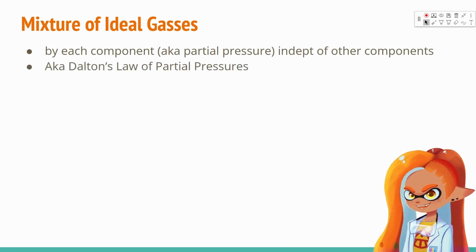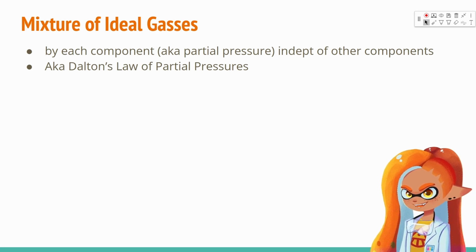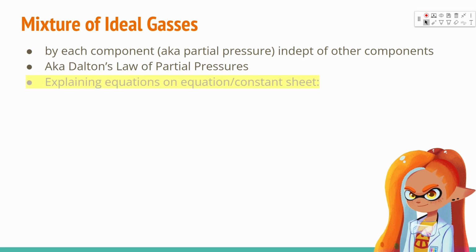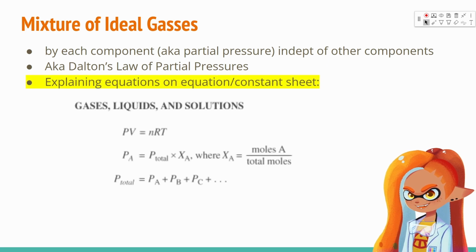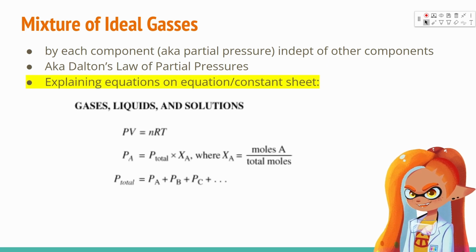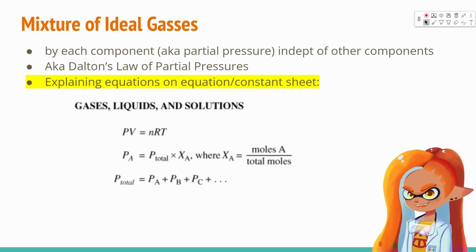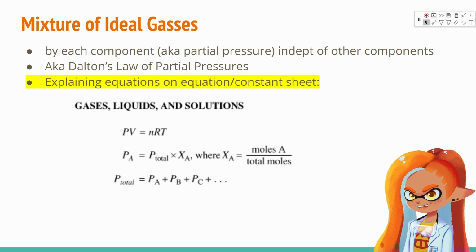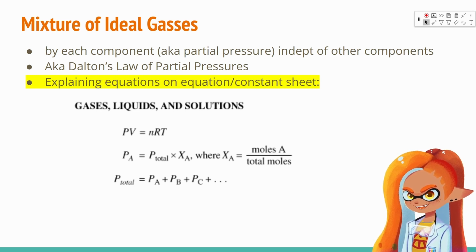So we have Dalton's law of partial pressures, which is the thing that I was just describing. And so we have some equations for that. And so here we have the other equations that are on our constant equation sheet. And so you have here the PA, P total, this X. What the heck is all this, right? So let's actually talk about the third equation first. So this third equation here is the total pressure.